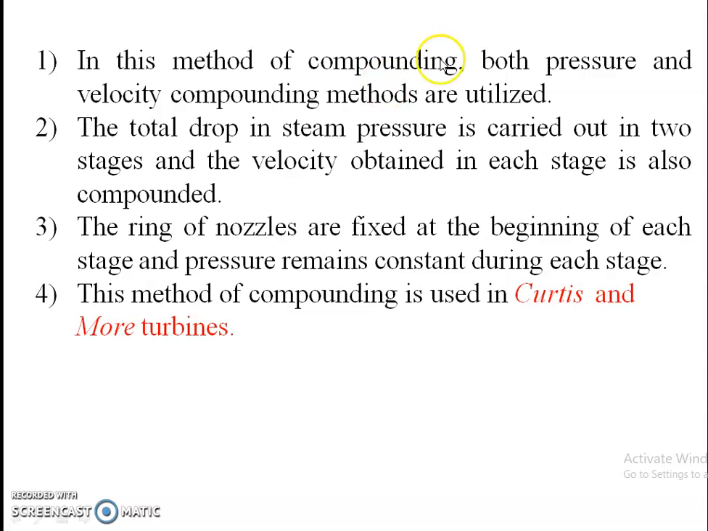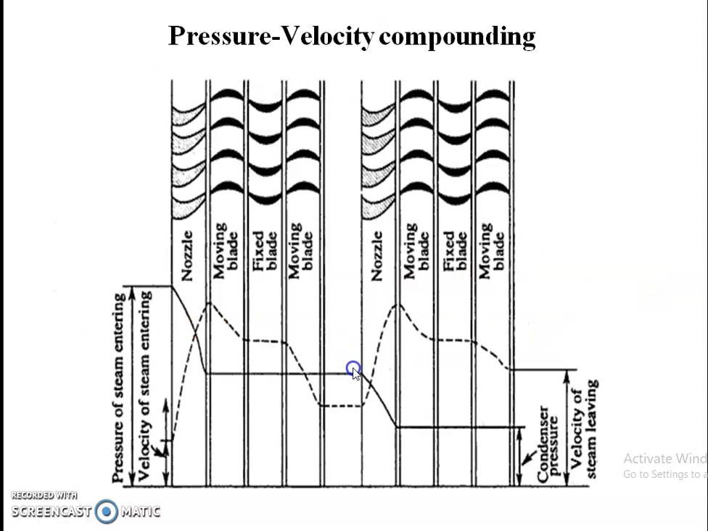In this method of compounding, both the pressure and velocity compounding methods are utilized. The total drop in the steam pressure is carried out in two stages, and the velocity obtained in each stage is also compounded. The ring of nozzles is fixed at the beginning of each stage and the pressure remains constant during each stage. This method of compounding is used in the Curtis and Moore turbine. Next slide, we will discuss pressure velocity compounding.